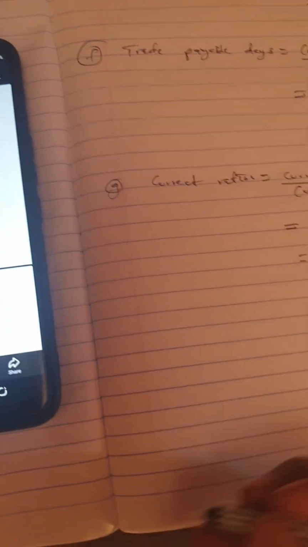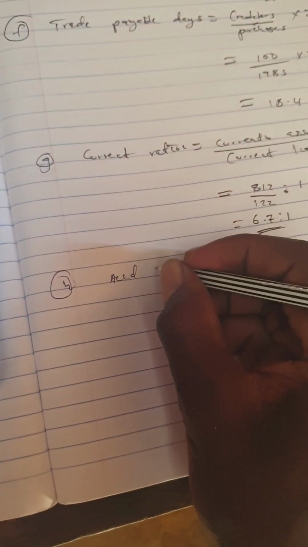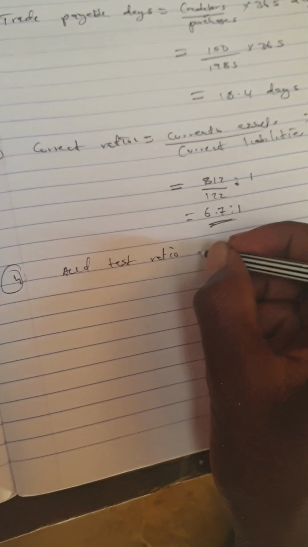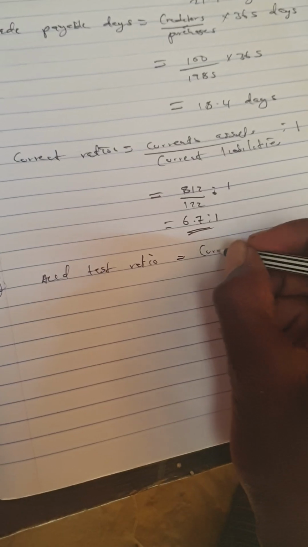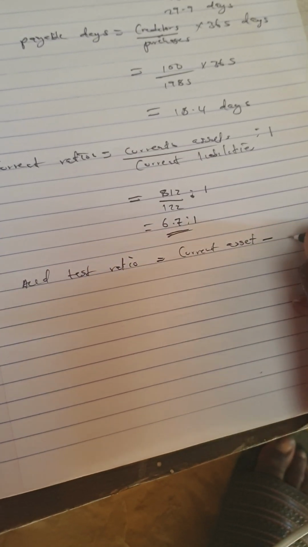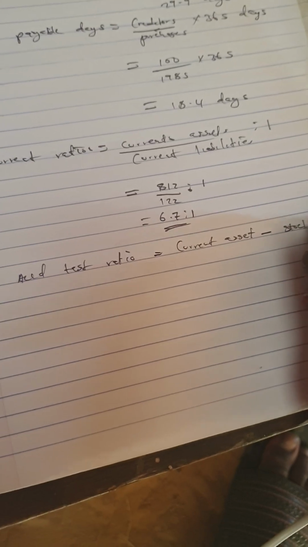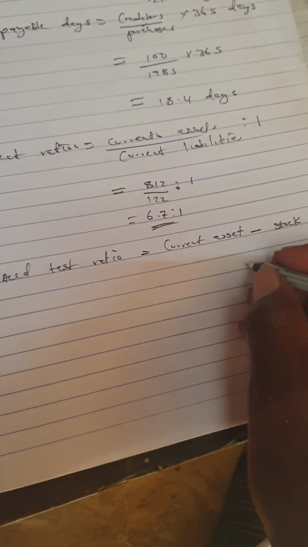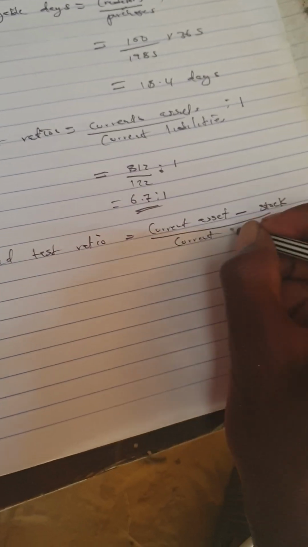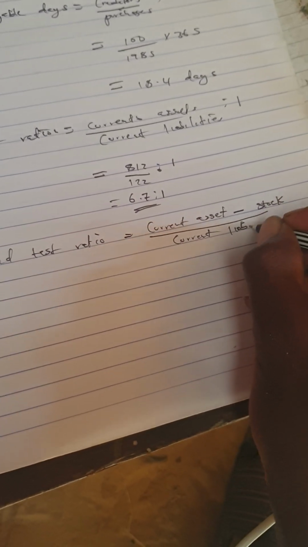That was G. H is the acid test ratio. This one is simply our current assets, of course, from which we're now going to remove stock or inventory, divided by the same current liabilities. So it is the same formula.